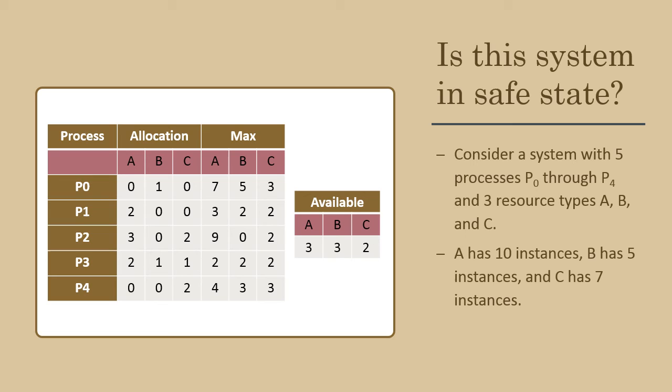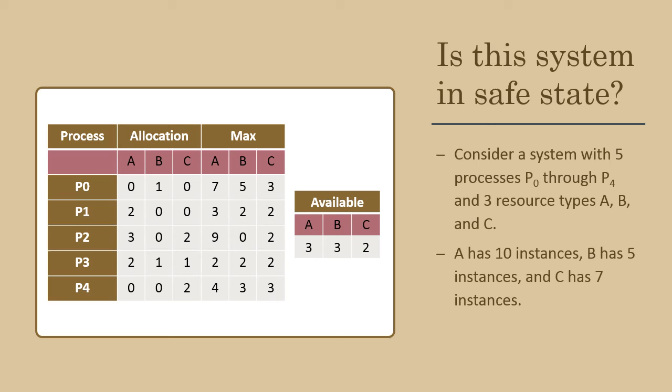P0 holds one instance of B. At a maximum, P0 requires 7 instances of A, 5 instances of B, 3 instances of C. P1 currently holds 2 instances of A. At a maximum, P1 will ask for 3 instances of A, 2 of B, and 2 of C.